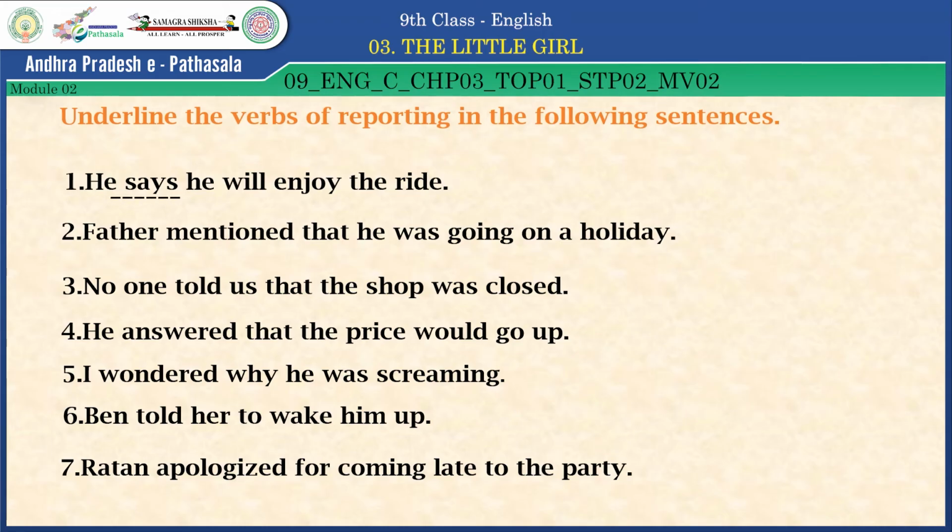In the first sentence, the reporting verb is says, and in the second sentence, mentioned is the reporting verb. Third one, told, and in the fourth sentence, answered. In the fifth sentence, wondered. In the next sentence, told, and the last sentence, apologized is the verb of reporting.